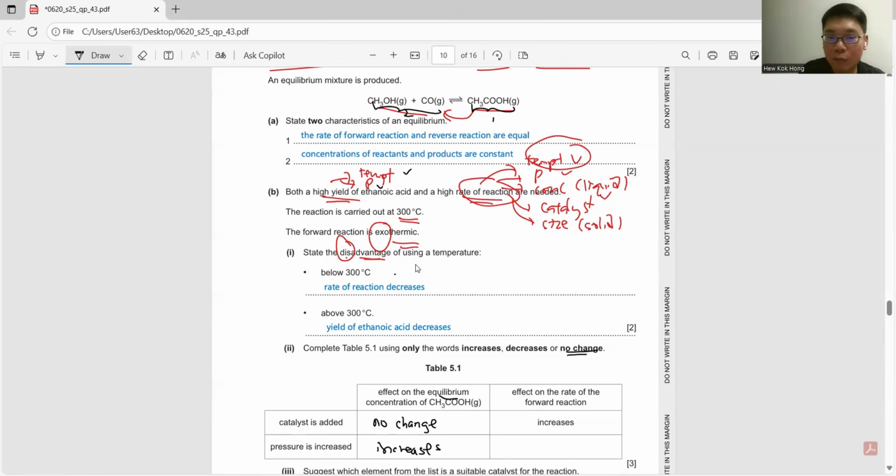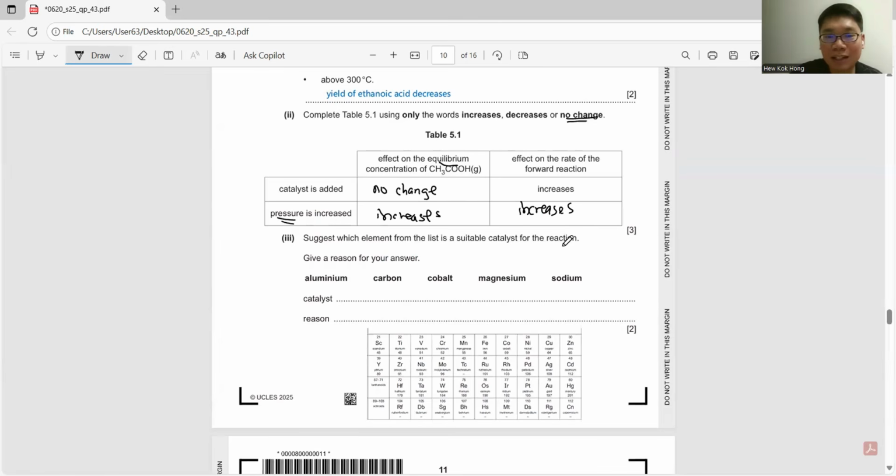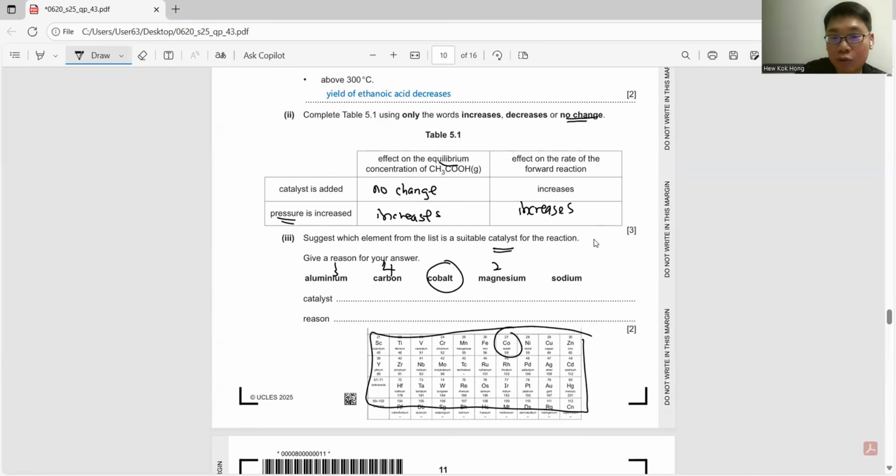How about the effect on rate of reaction? If pressure is increased, as usual, it will compress and cause the rate of collision between particles to increase. That's why it causes the rate of reaction to increase. Part 3, suggest which element from the list is a suitable catalyst. We know catalysts only come from transition elements, which are here. So you check back, aluminium is group 3, carbon is group 4, cobalt is here. Magnesium group 2, sodium group 1. So we choose cobalt because it is a transition element.